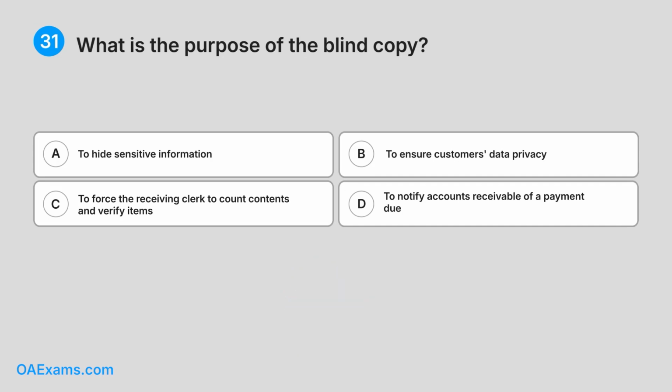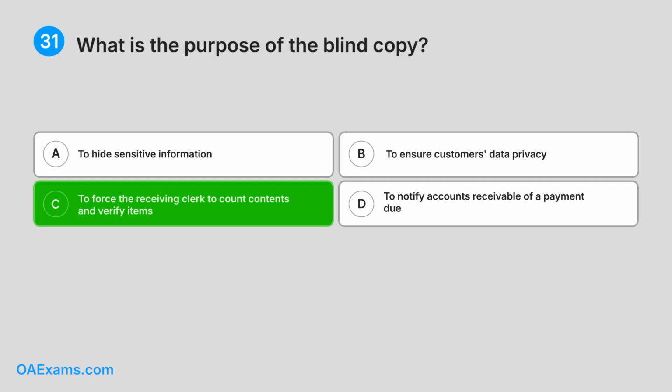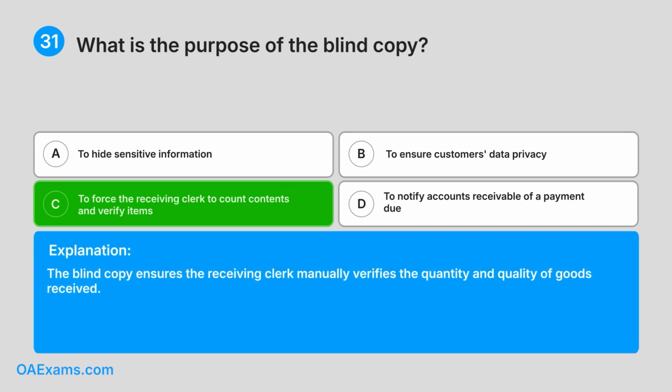Correct answer. C. To force the receiving clerk to count contents and verify items. Explanation. The blind copy ensures the receiving clerk manually verifies the quantity and quality of goods received.